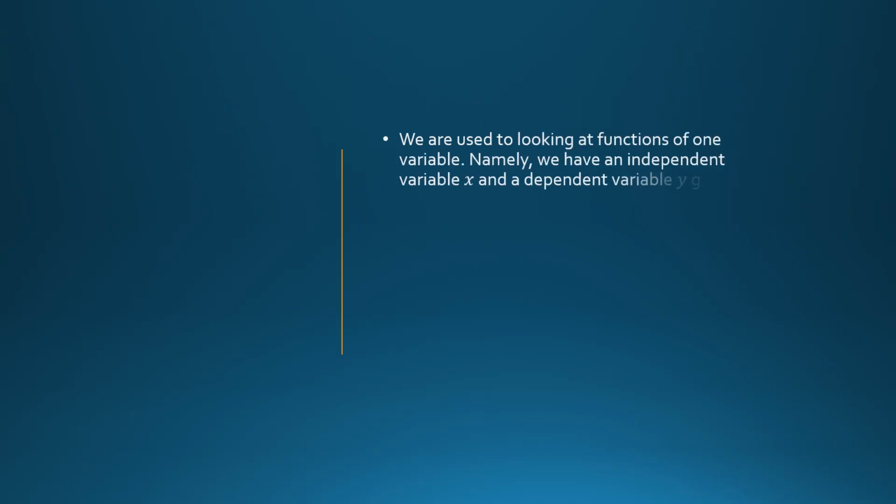So we're used to looking at functions of just one variable. This is what we've encountered in all of our previous math classes for the most part. In particular, Calculus 1 and Calculus 2 dealt with functions with one independent variable x and a dependent variable y. Of course, we can use different letters for these, but the point is you're inputting one variable and you're outputting another variable based on some function.